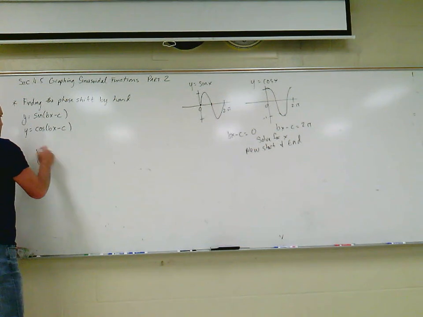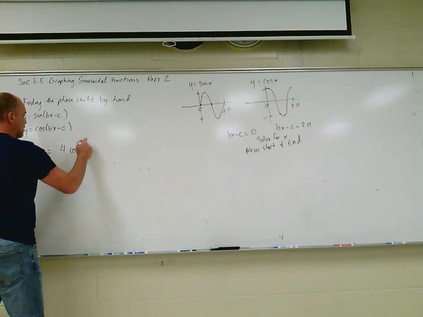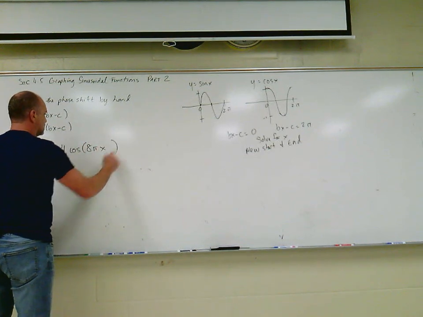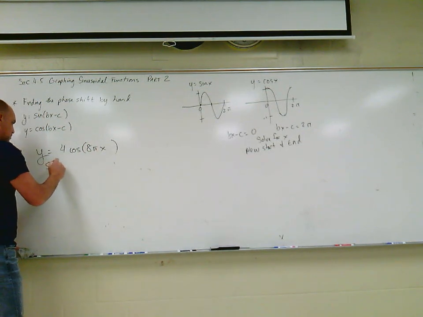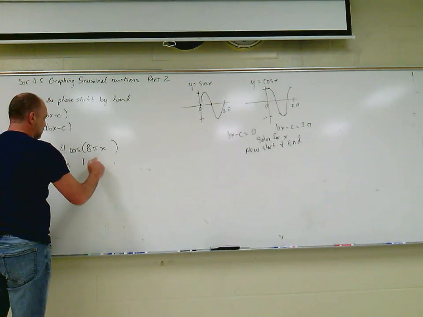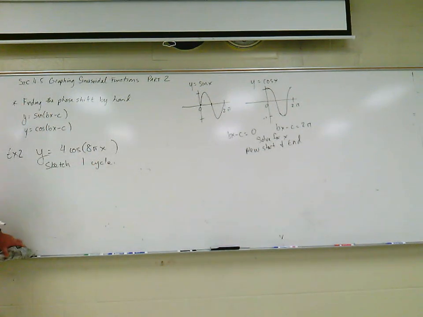So let's say we have, I'll call this example 2, y equals 4 cosine of 8 pi x. You want to sketch one cycle. All right, so here's the first thing I'm going to do. I'm going to take care of the 4 right away.